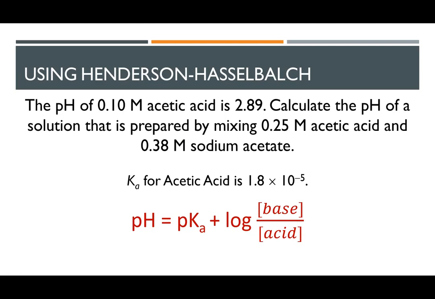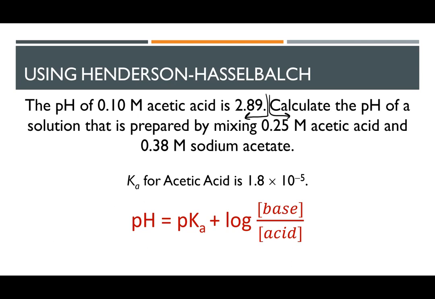The pH of 0.1 molar acetic acid is 2.89. Calculate the pH of a solution prepared by mixing 0.25 molar acetic acid and 0.38 molar sodium acetate. So it's giving us the pH of acetic acid by itself, but then it's asking us to calculate the pH of the buffer. So that's what we're going to do.